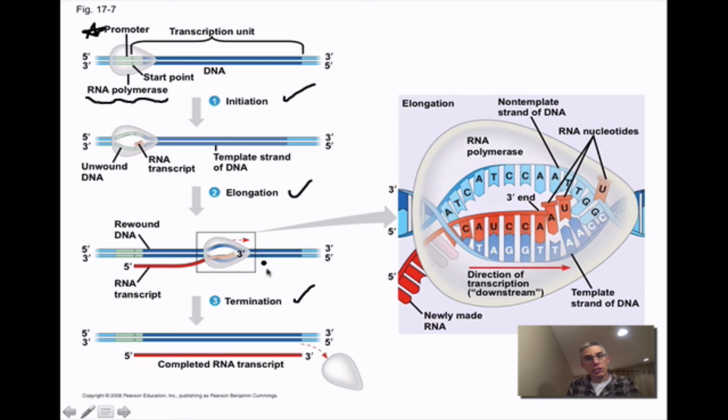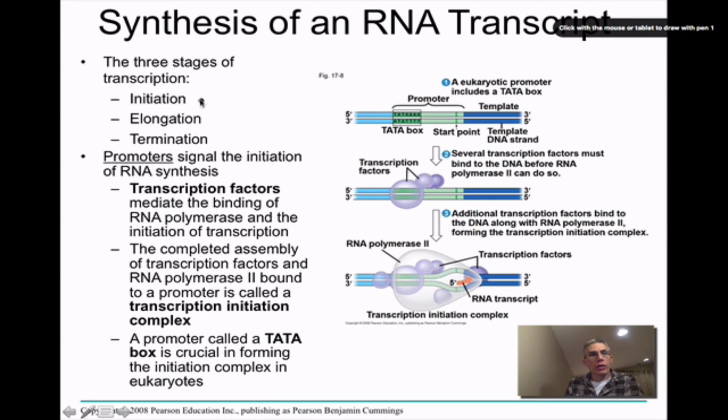Now, as we continue with the process, eventually we need to end the process, and so we're going to end up rewinding the DNA. We're going to have the creation again of our final product, the RNA transcript, and if you notice, it's going to terminate by completely binding together that DNA and releasing that completed RNA transcript. So again, in the previous screen, we had mentioned the three different stages: initiation, elongation, and termination. And as we had said, there are going to be those promoters that signal the initiation of the RNA synthesis.